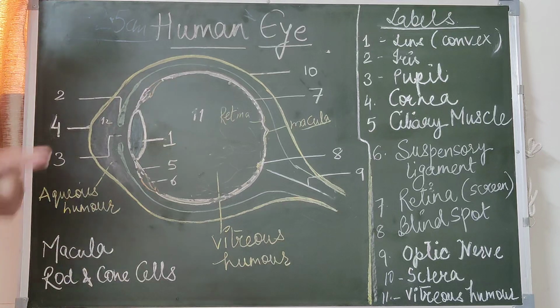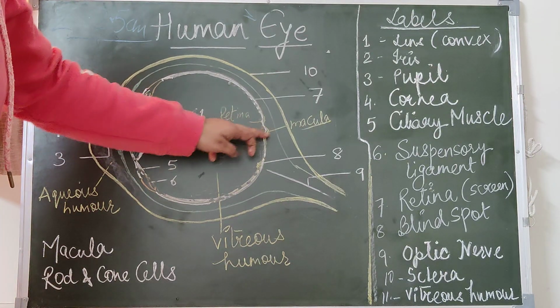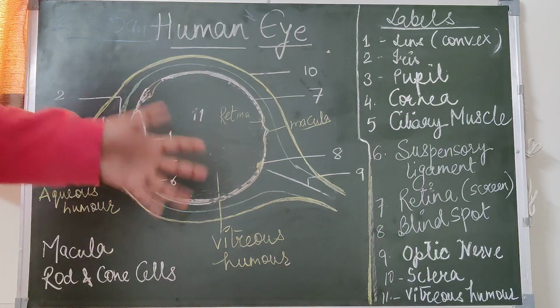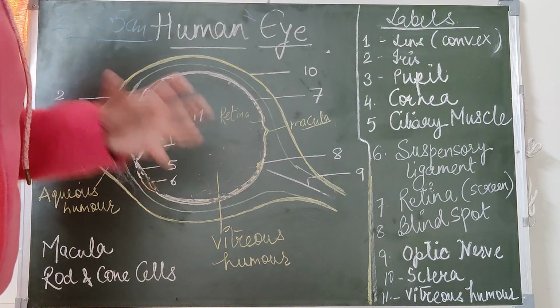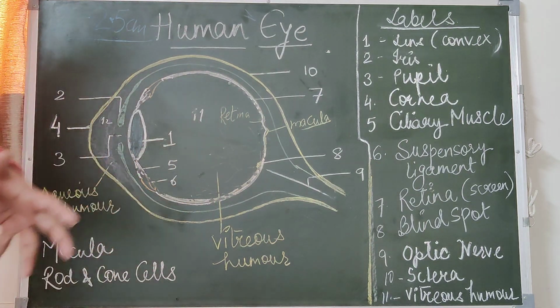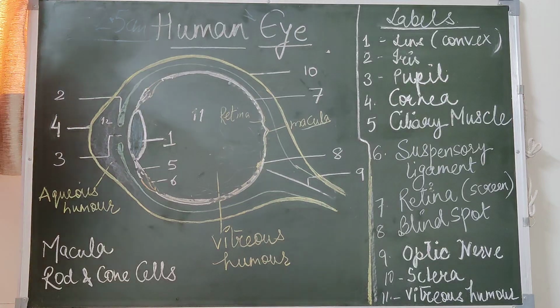I have drawn a halka sa dent here. I have just a dent there. This is macula point. Some books have written it, some have not. Let me discuss it. Macula is a point where maximum rod and cone cells are present. They are very rich in these rod and cone cells, so more specific information is there in this particular part.